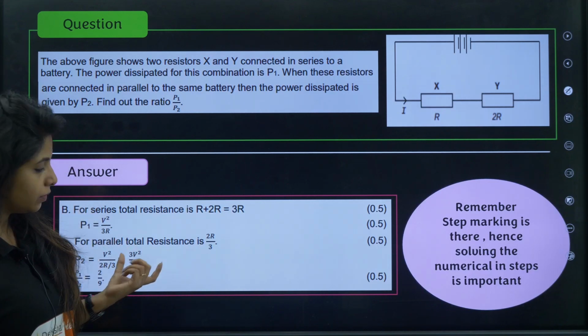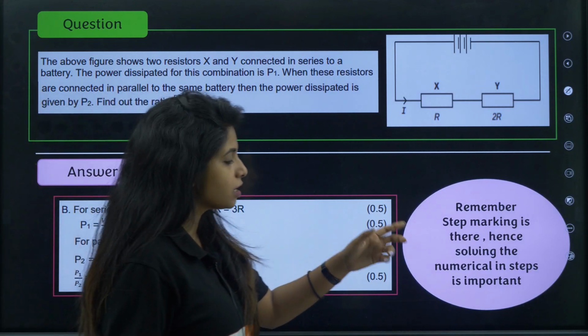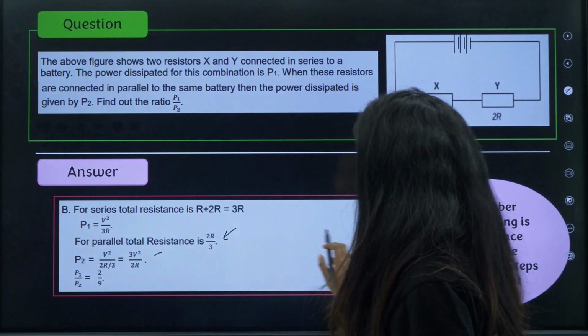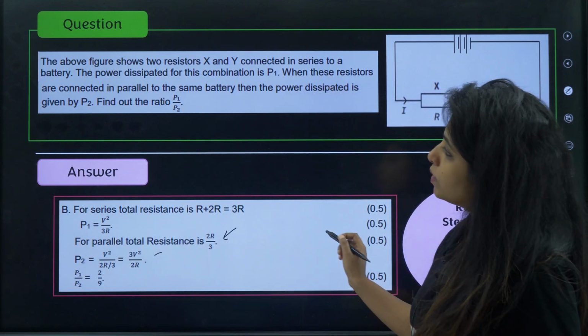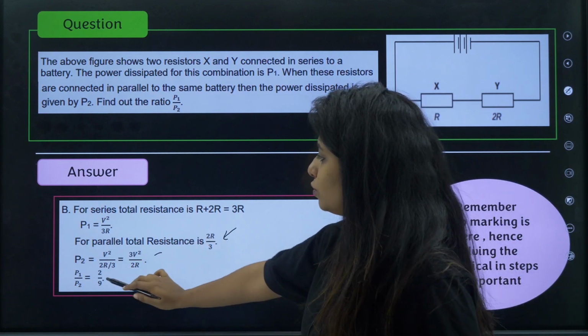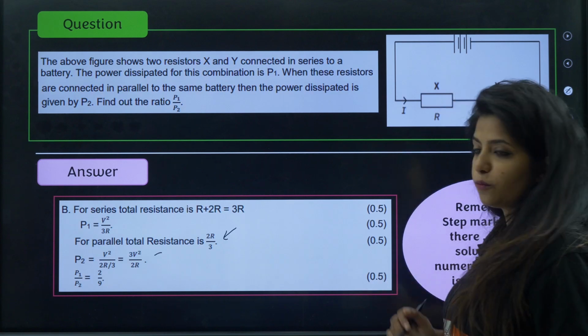For P2, they have this, but for this they have not given any marks, but understanding the fact that with the help of this only you can find this equation, which is why they have given 0.5 marks over here. Now find out the ratio of P1 and P2, that is the next part, which with the help of this only you will be able to find out. At the end you write it, you get 0.5 marks.